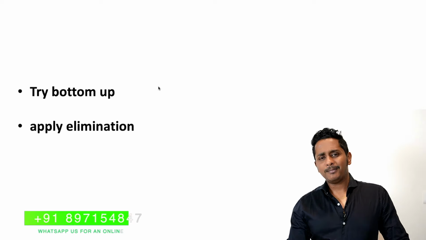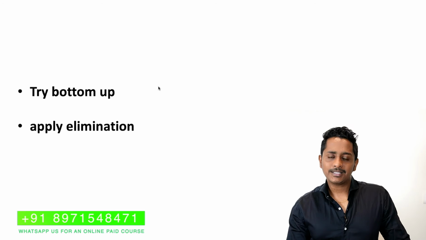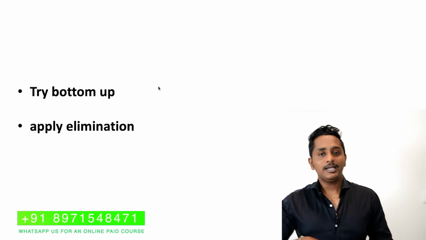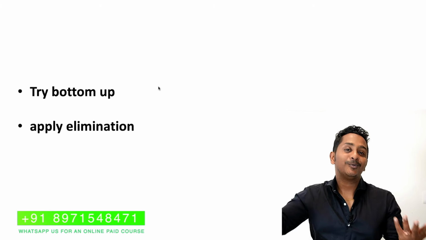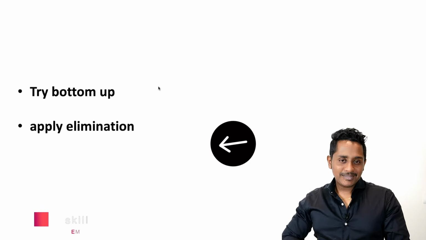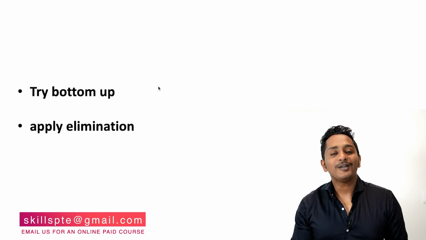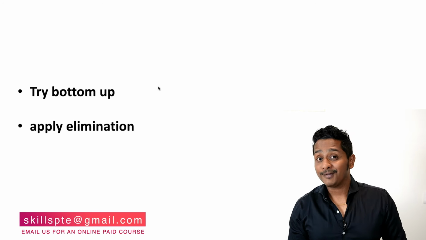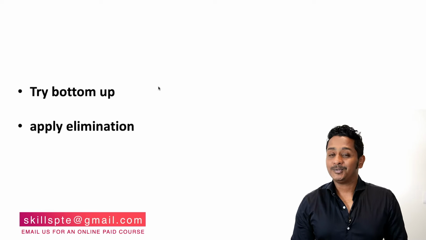Try bottom up and apply elimination is what I have written on my screen. So what exactly do I mean by bottom up? See, this is top, this is bottom, correct? Everyone knows it, I understand. Top to bottom is this, but bottom up is going from the bottom to the top. And if we do it, can we get the answer to any problem?